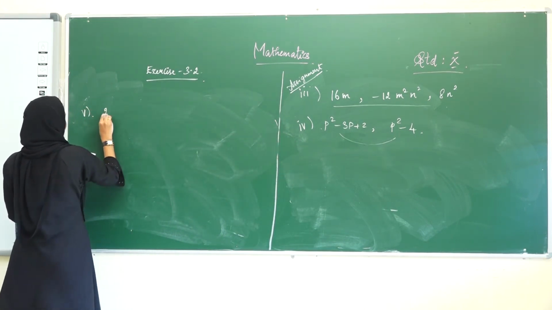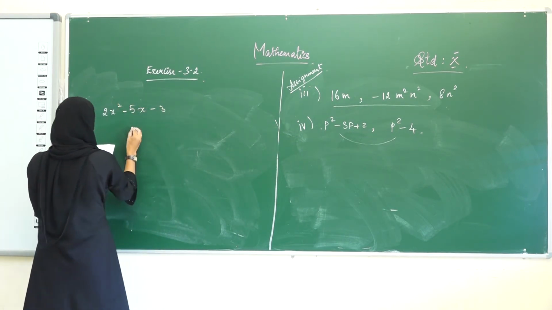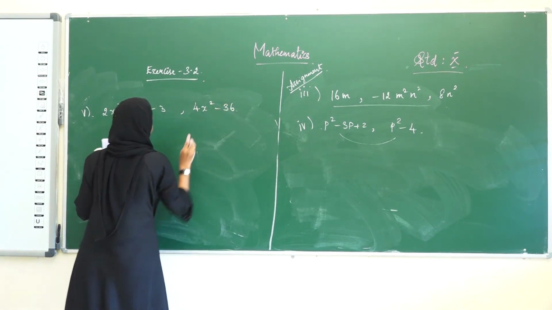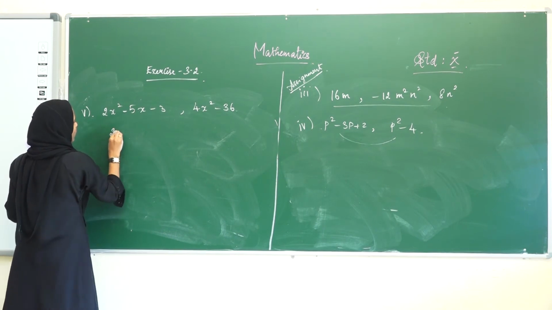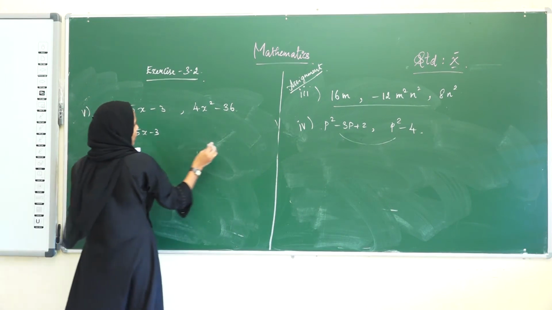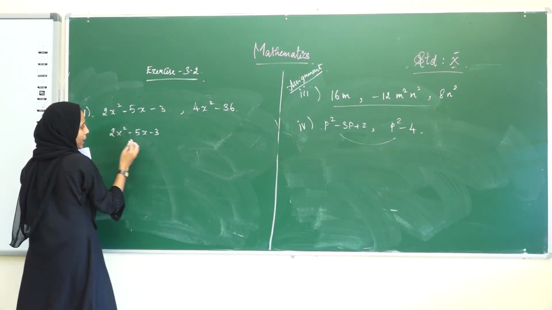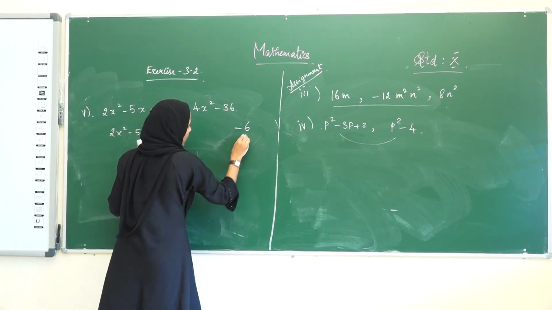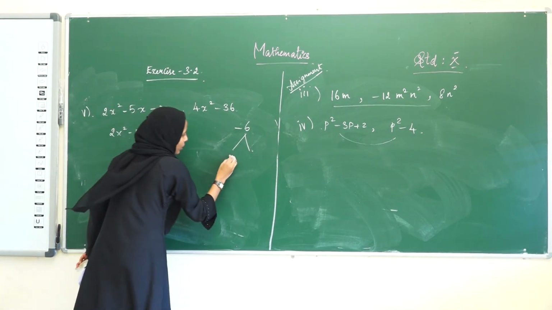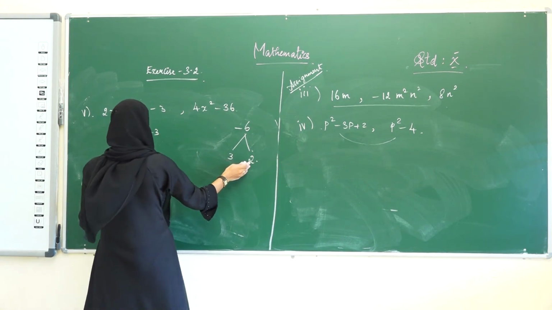What they have given is 2x square minus 5x minus 3, and then 4x square minus 36. Consider this expression, 2x square minus 5x minus 3. We have to factorize this. Here it is minus 3 and here it is 2. On multiplying this we get minus 6. While adding these two terms, we have to get minus 5. Therefore, 3 twos are 6.